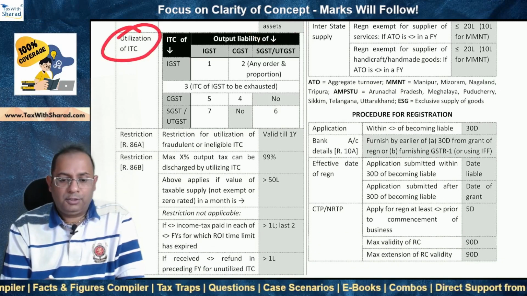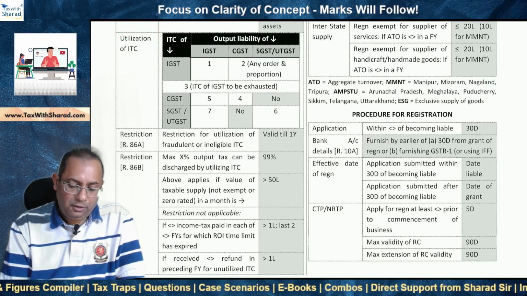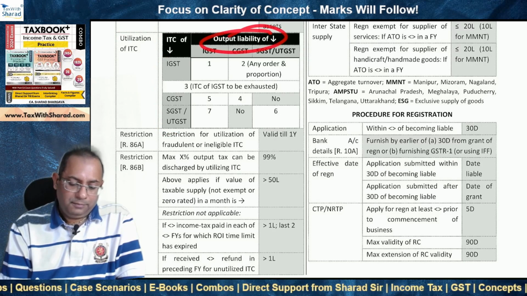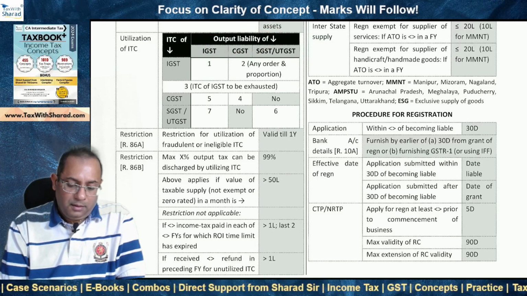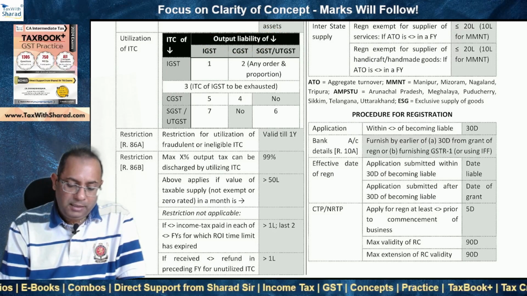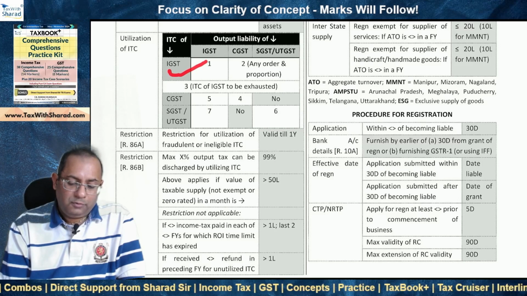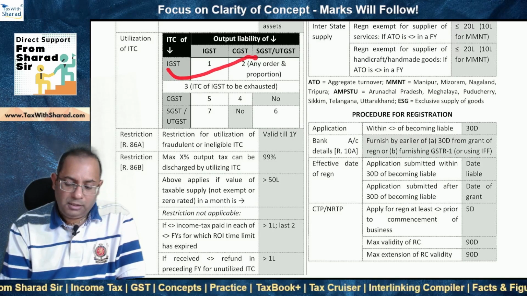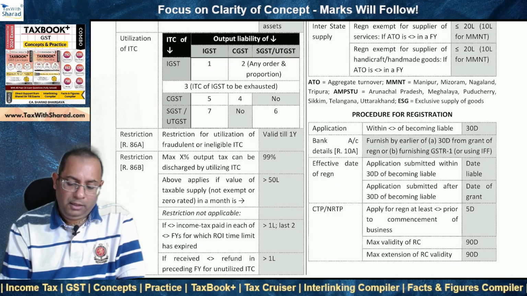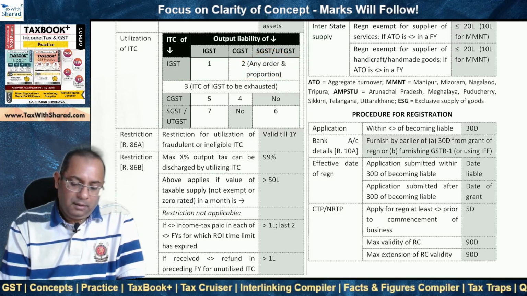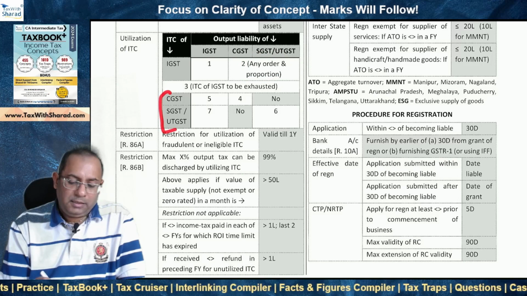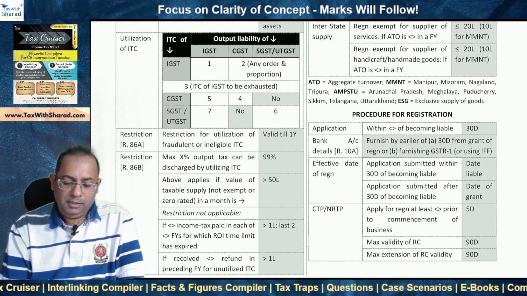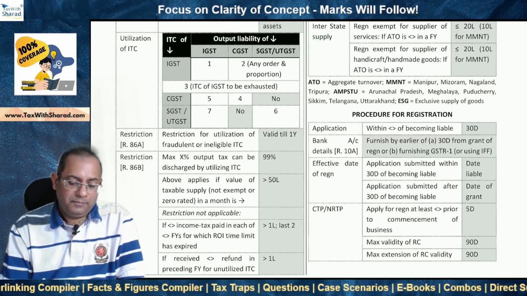Here are the rules for utilization of ITC: ITC of IGST or CGST or SGST or UTGST against output liability. In step 1, ITC of IGST should be utilized towards payment of IGST. Thereafter, ITC of IGST should be utilized for payment of CGST or SGST or UTGST in any order and proportion. Now, ITC of CGST can be utilized only after ITC of IGST has been fully exhausted. So, ITC of IGST is required to be exhausted first.